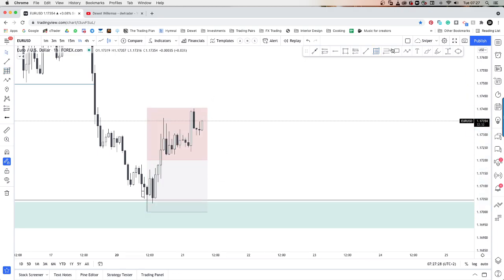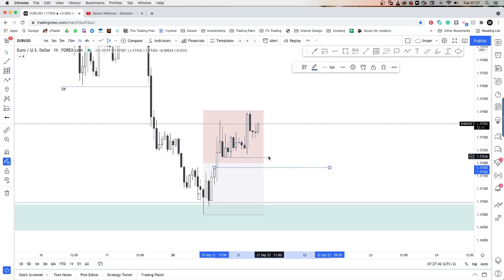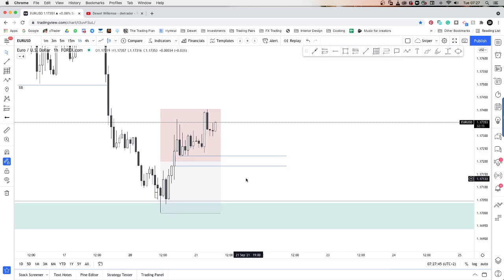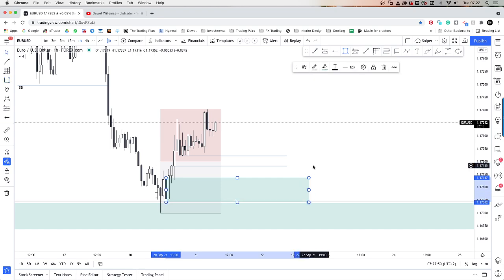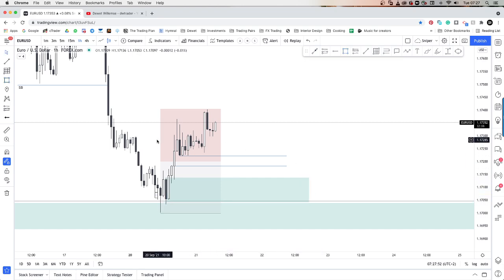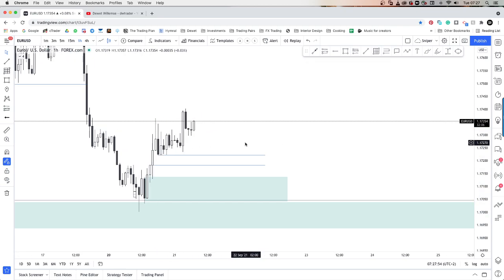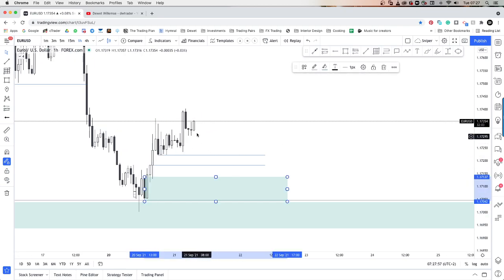And potentially we have something in here, there. This imbalance could be an area where price returns to. Let's just make it like this. And then also possibly this order block. I'm not so sure. I think it's rather possible if you just see a shorter push down and then a continuation up.